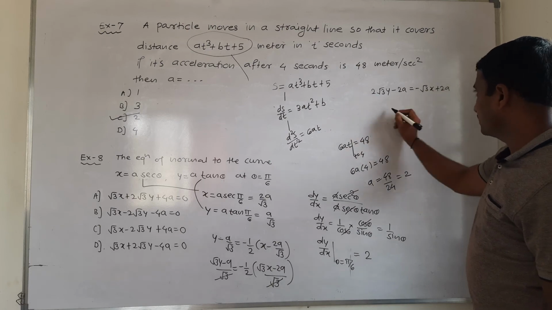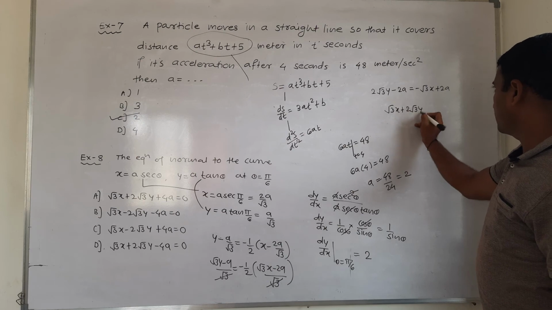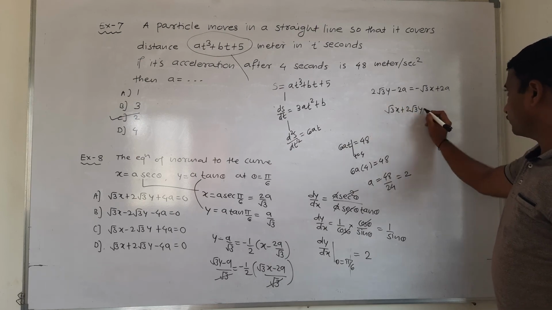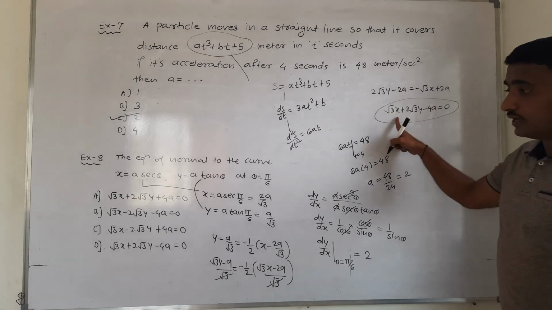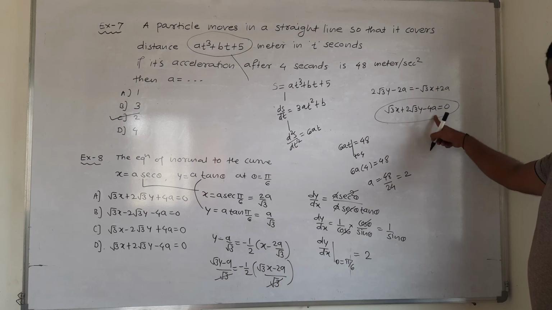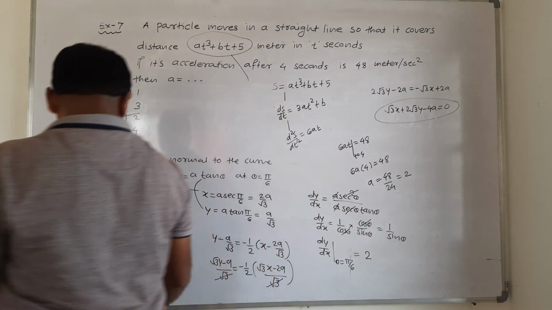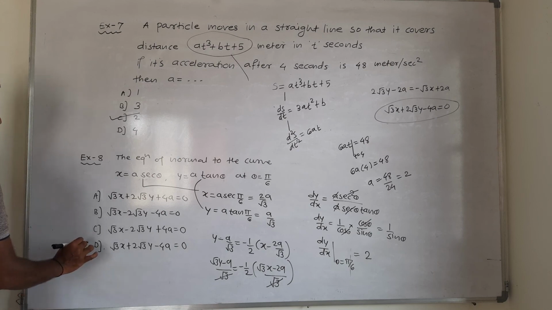Now transfer: root 3 x plus 2 times root 3 y plus 2a, transfer minus 4a is equal to 0. Now this is the final answer, root 3 x plus 2 times root 3 y minus 4a is equal to 0. That is D option. Check.